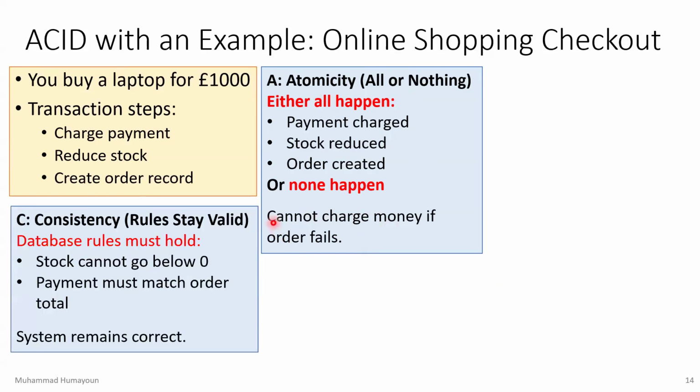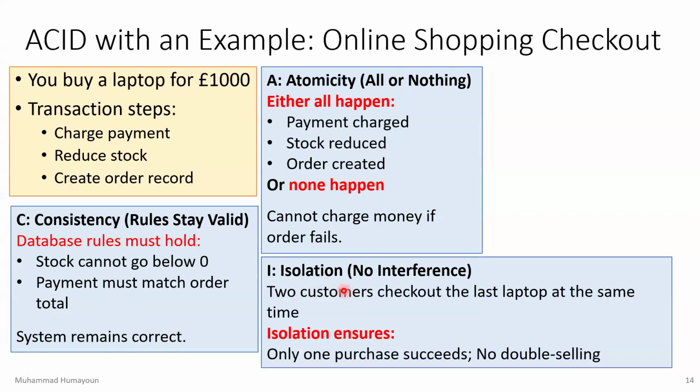Then the second is consistency. Rules stay valid. Database rules must hold. For instance, stock cannot go below zero. It could be any rule that you have within your system. Payment must match order total. So payment for this laptop is 1,000, so it should match with 1,000. So this is consistency. Consistency is about rules staying valid, and when you keep the rules valid, your system remains correct.